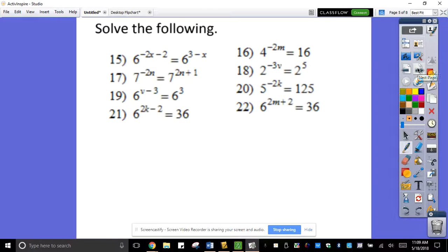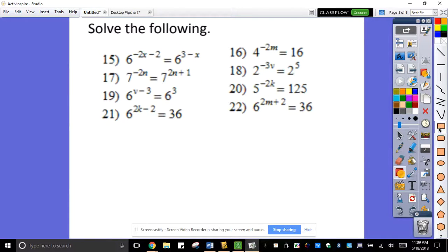Here, solving. Remember, the goal here is to make their bases the same. So like at number 15, let's do it this way.